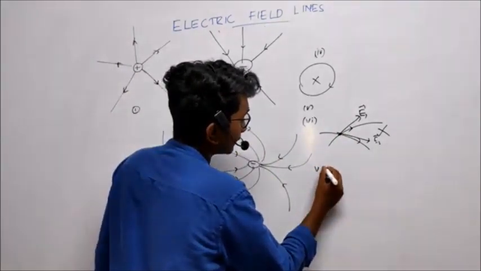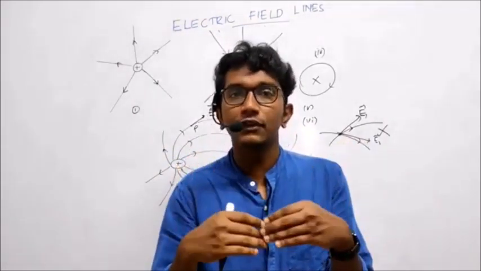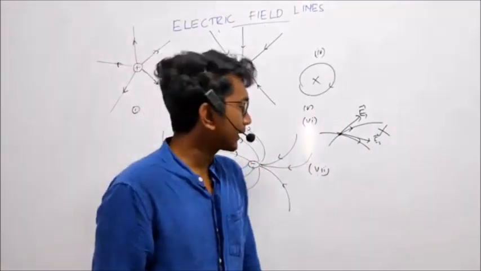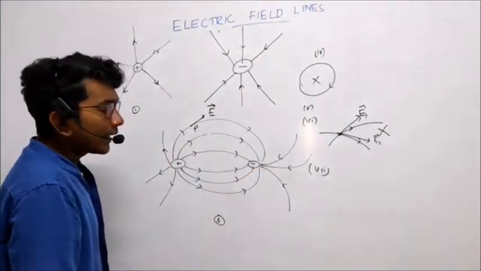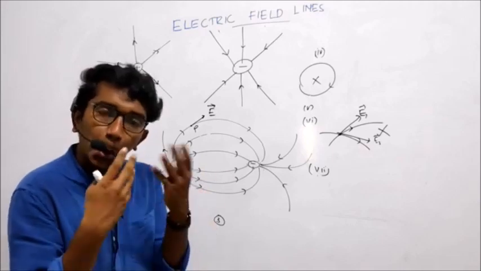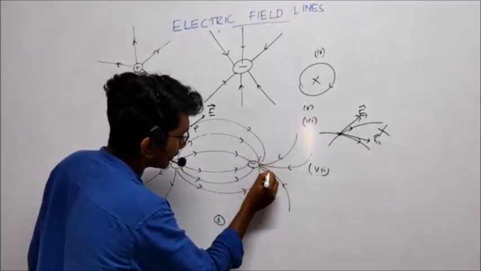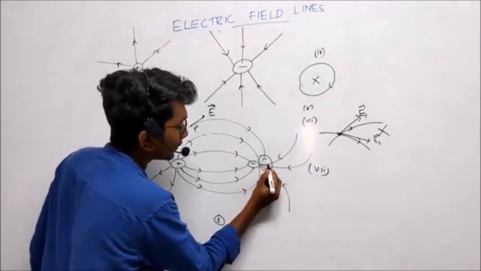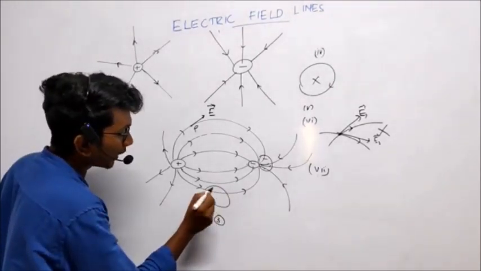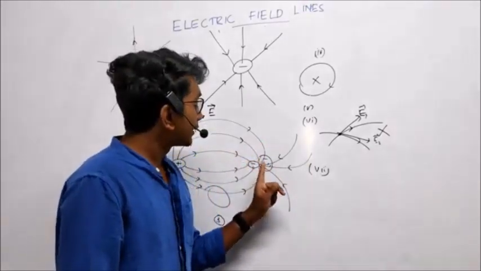Next is the seventh point, the intensity of electric field. At some point the intensity or strength of the electric field will be much more, and at some point it will be lesser. What is the criterion? Look at this. If the number of electric field lines in a particular region is more, then the electric field in that region is high. Consider this region. How many electric field lines are there? 1, 2, 3, 4. Now consider a region like this. How many electric field lines are there? 1. So where is the electric field maximum? The intensity or strength of the electric field is maximum here.